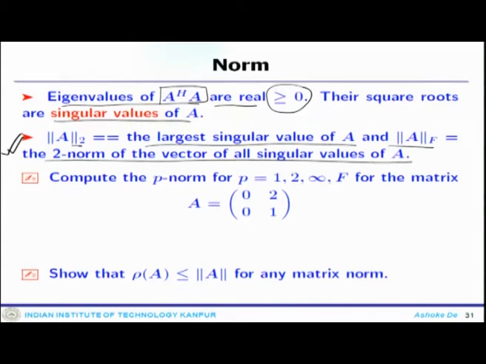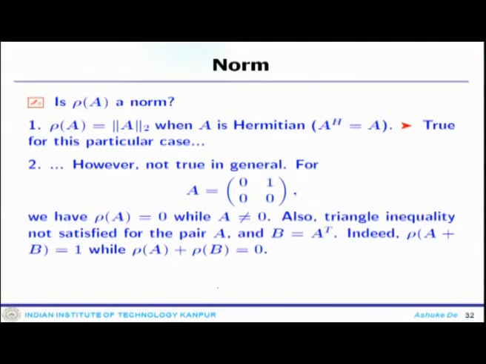Now, one can compute these things and show that the spectral radius is there. The important question this brings up is: is the spectral radius a norm? That is a question. This is possibly true for some particular cases, like the spectral radius of A would be the L2 norm when A is a Hermitian matrix. That is a very special case. If A is not a Hermitian matrix, this is not valid. So, this is a special case where this validity can be obtained.